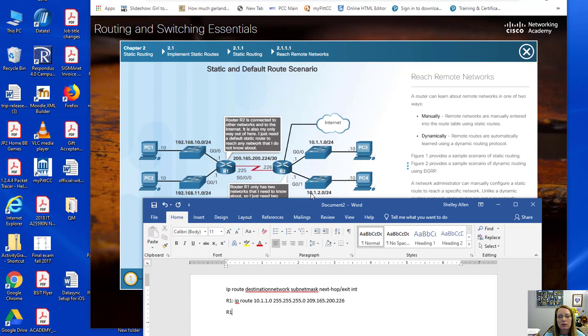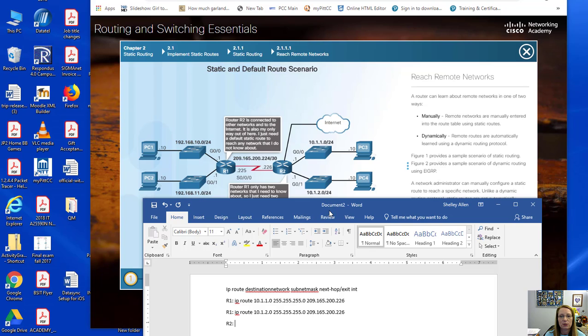Also with R1, I also don't know about that 10120, so it's going to be the same thing. So IP route 10120, its mask is the same thing, and then you're still going to have to go to the 226 in order to get there. So the way that I would say that you think about this is, where do I want to go? What is the subnet mask? And what's my next step in getting there? That's how you need to think about it. Okay. So that would be R1. R2, you're going to do the opposite.